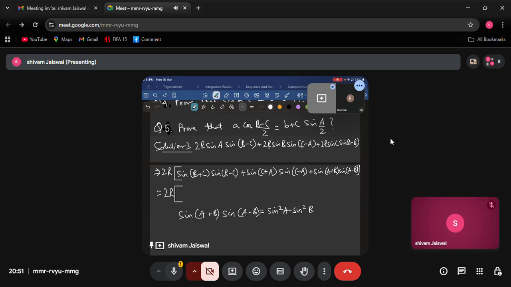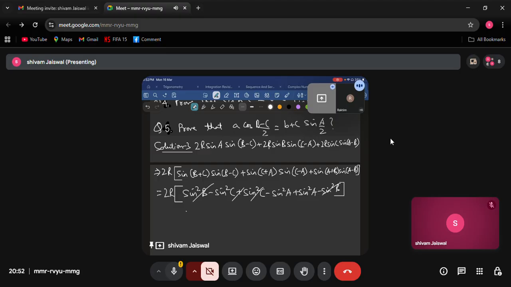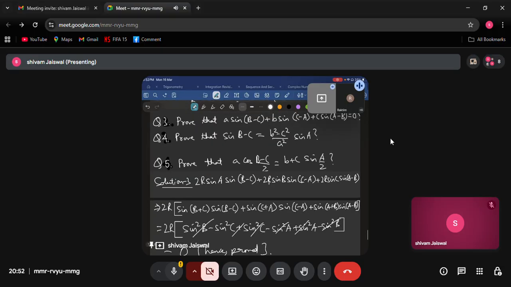Okay, by the next class, recall all the formulas. Raktim, it's important. Yes, sir. Okay. So see, what will be there in the brackets? Sine square B minus sine square C plus sine square C minus sine square A plus sine square A minus sine square B. Done. Are you getting? If you don't remember the formulas, it will be difficult to solve these kinds of problems. Okay. This is equal to 0. Hence proved. Solve the next one, 4 and 5.